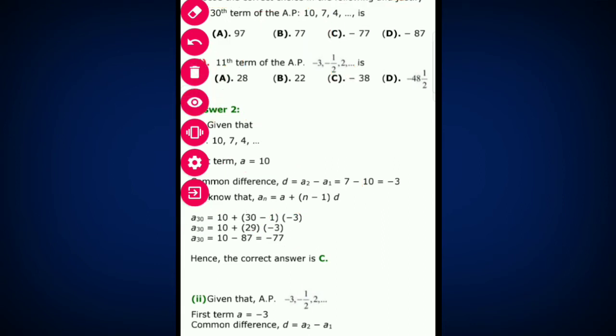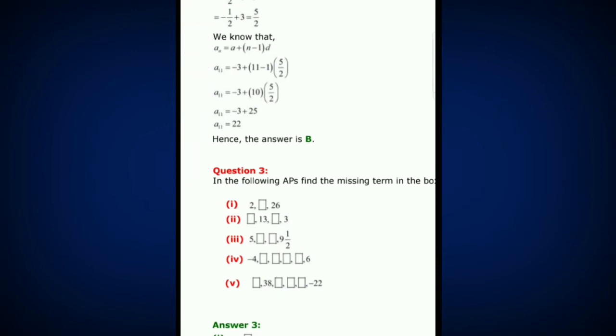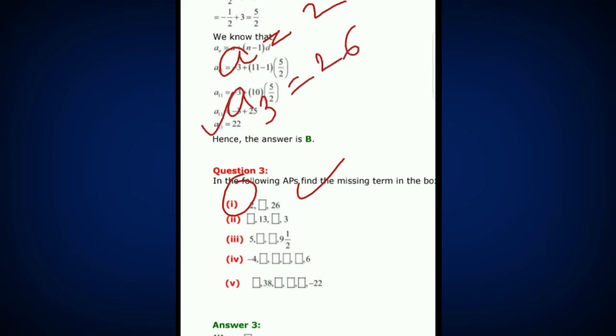Now question number 3 is also the same question written here. All the parts are the same. Here you can see the first term is given, that is 2. The third term is given, that is 26. Now tell me directly, the formula of the third term will be a plus 2d, which equals 26.